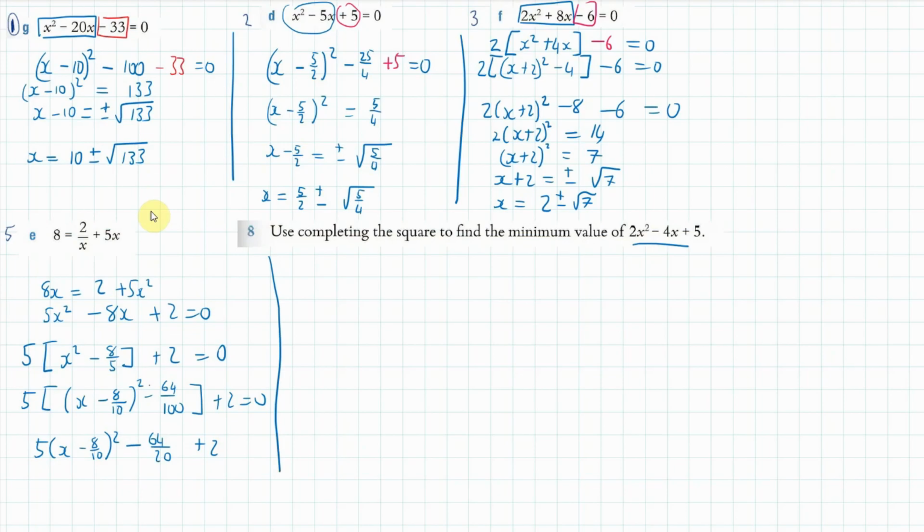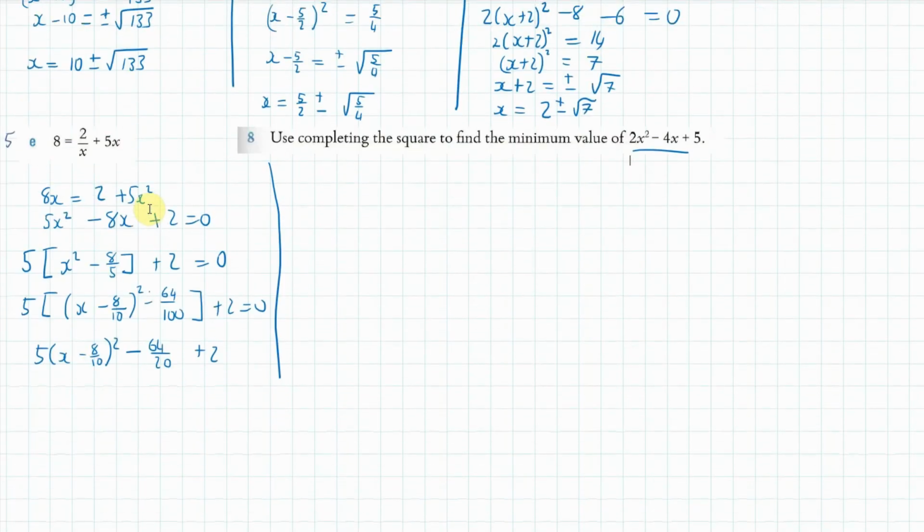Okay, this last one here, I think it's the last one. Yeah, it is the last one. We're going to complete the square to find the minimum value. Okay, so what we do for these is we'll just complete the square in the normal way. So I'm going to take out that factor of 2, which is this blue box bit that I've drawn. Then I've got this plus 5 left over here, so I'll put plus 5 here.